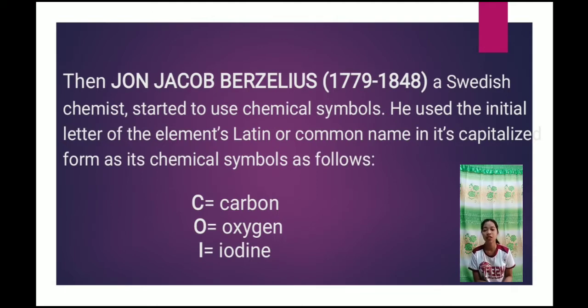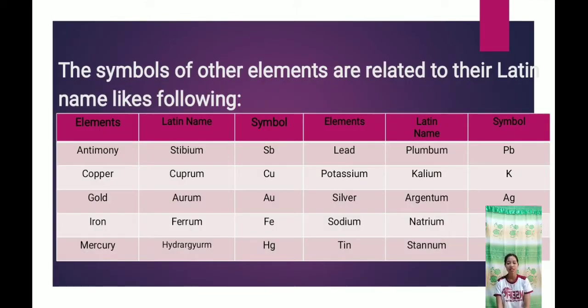He used the initial letter of the element's Latin or common name in its capitalized form as its chemical symbol, as follows. So C ay carbon, O, oxygen, and I, iodine. So this table shows the elements, the Latin name, and the symbol.